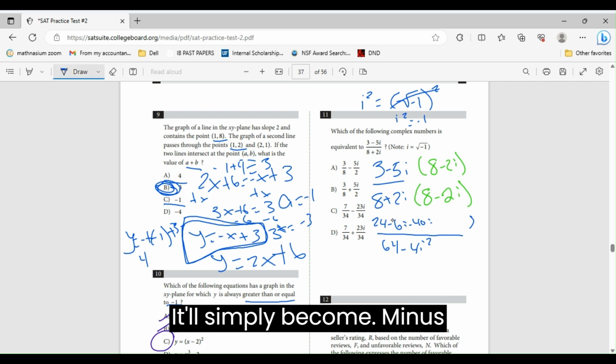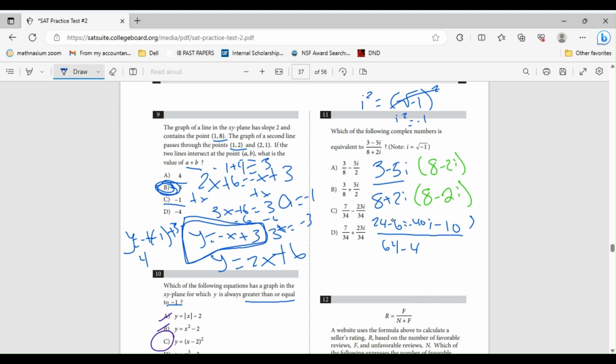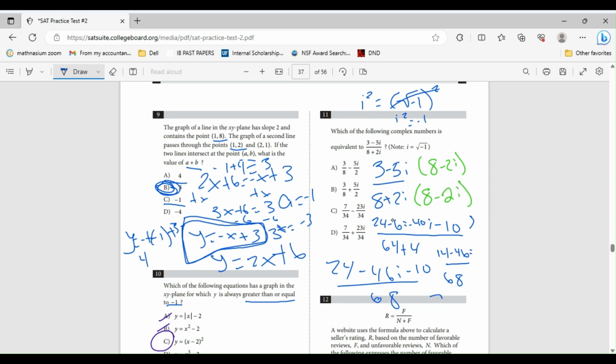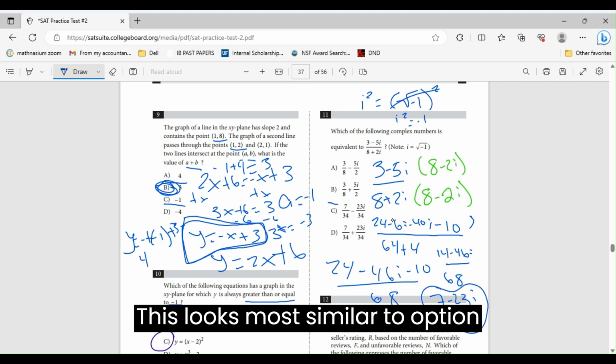It'll simply become minus 10. And this minus 4i squared will become a plus 4. And then combining like terms on top and bottom, we get 24 minus 46i minus 10 over 68. 24 minus 10 is 14, so 14 minus 46i divided by 68. Divide everything by 2. 7 minus 23i over 34. And so this looks most similar to option C.